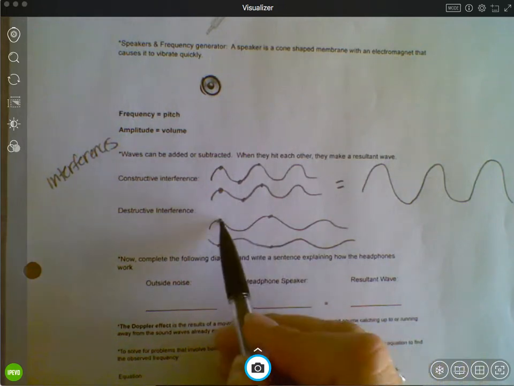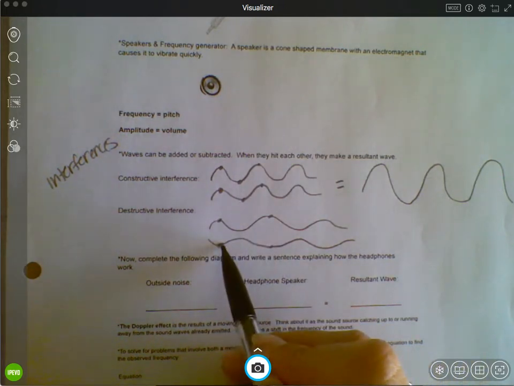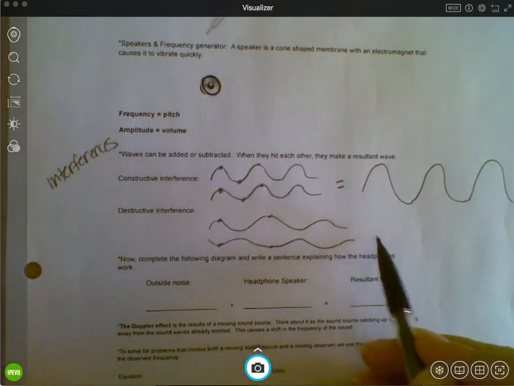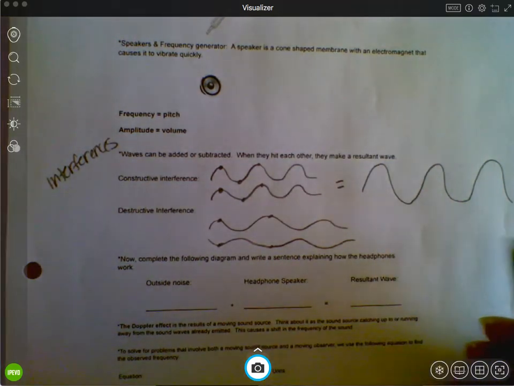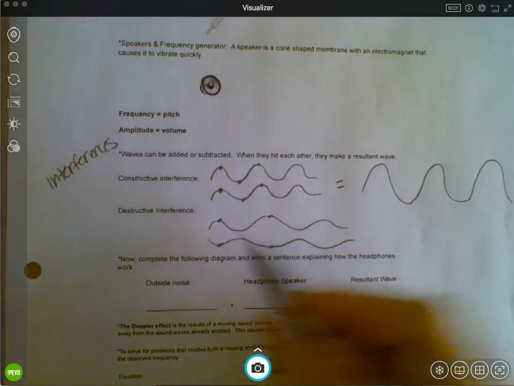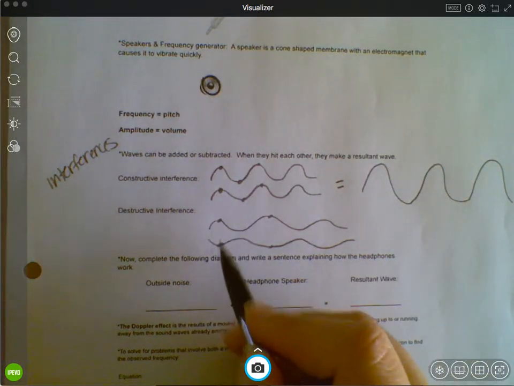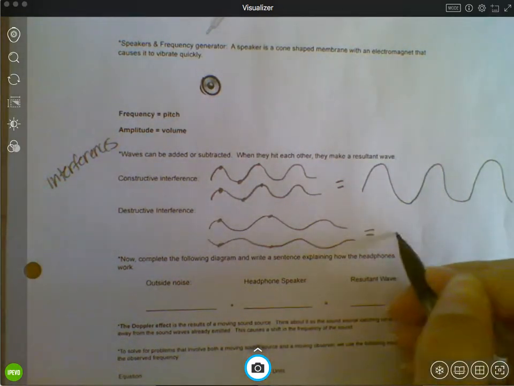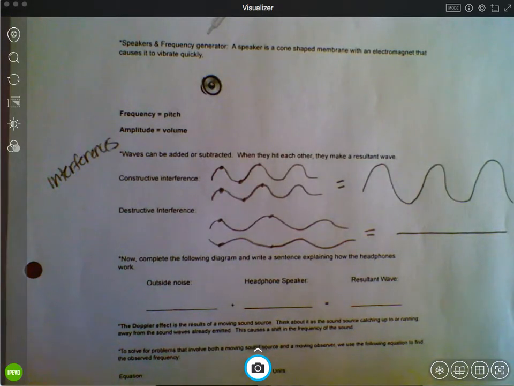Let's say that this one has an amplitude of 2 and this has an amplitude of 1. Then you're going to get +2, -1, and you're going to get +1. So you'll get a little wave with a lower amplitude. But in this case, we're going to say that they're both equal. And so what you get is just a flat line, and the waves would actually cancel each other out. Okay?